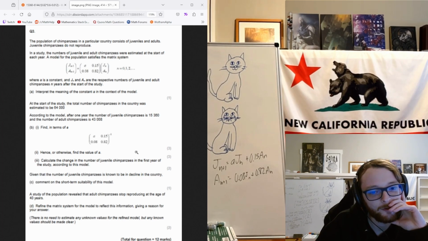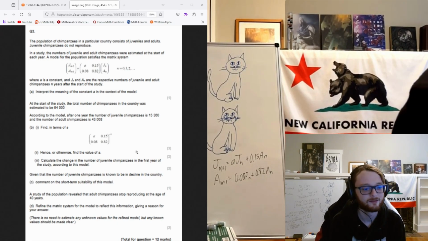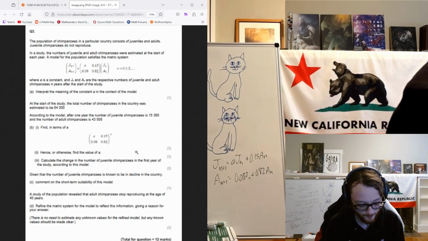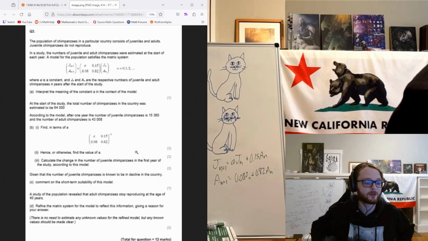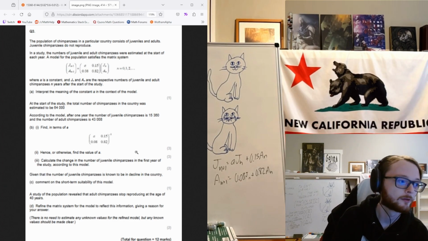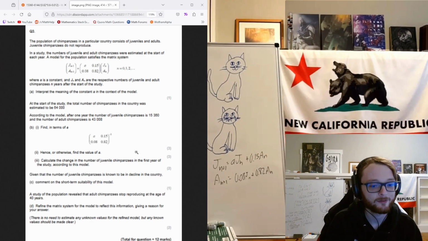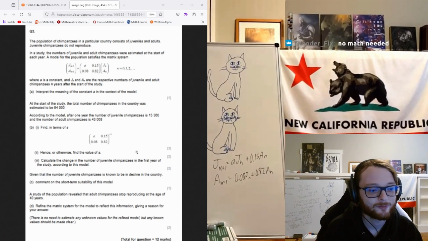So are we supposed to maybe do some iterations here? We figured out, or we can figure out, the initial populations J sub 0, A sub 0, because they say at the start of the study. No math needed? Just comparing numbers?